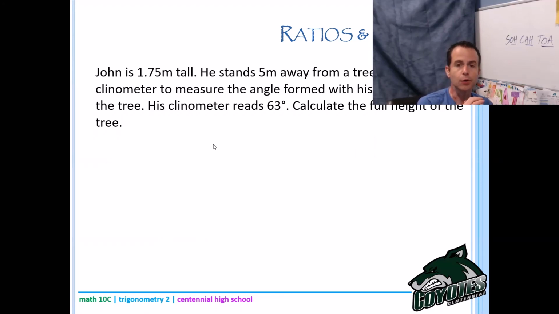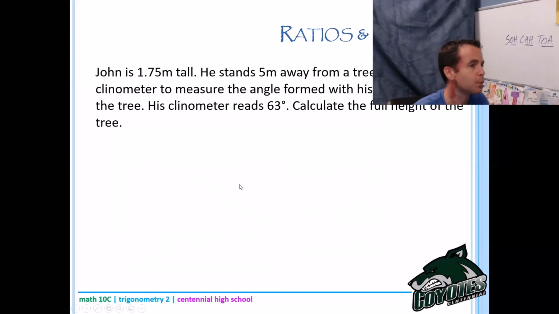Okay, so for this one, it says that the clinometer is measuring the angle from the line of sight and the tree. So that would be up in that corner where the tree is to the line of sight. Always look for where those two lines connect, and that's the angle that they're talking about. So his clinometer reads 63 degrees. Calculate the full height of the tree.